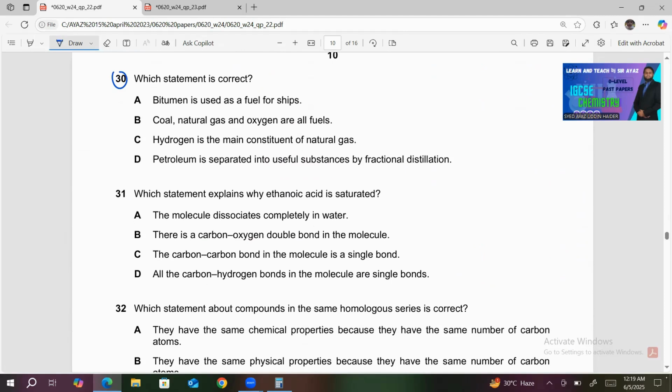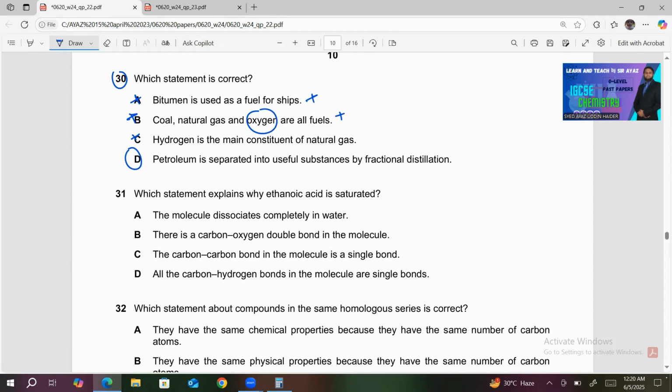30. Which statement is correct? A. Bitumen is used as a fuel for ships. This is incorrect. Bitumen is not used as a fuel for ships. B. Coal, natural gas, and oxygen are all fuels. This is also incorrect. Oxygen is not used as a fuel. Oxygen helps in burning or helps in combustion. C. Hydrogen is the main constituent of natural gas. This is also incorrect.